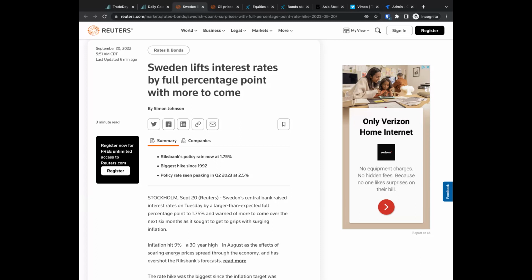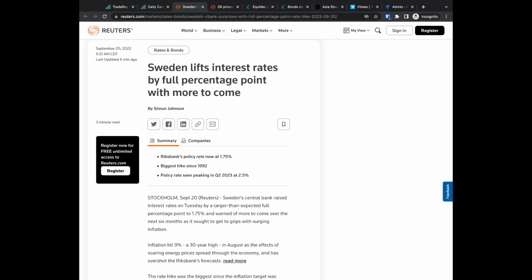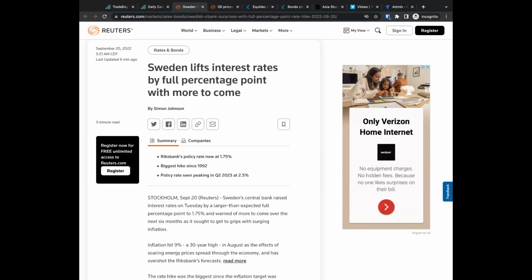through the FOMC announcement. So I don't think this Sweden lifting rates, surprising by a full percentage point, is really going to impact the market too much. It may have raised a few eyebrows, like, oh, the central banks do have the capacity to surprise us here. But I don't think that's what's going to happen in the US.